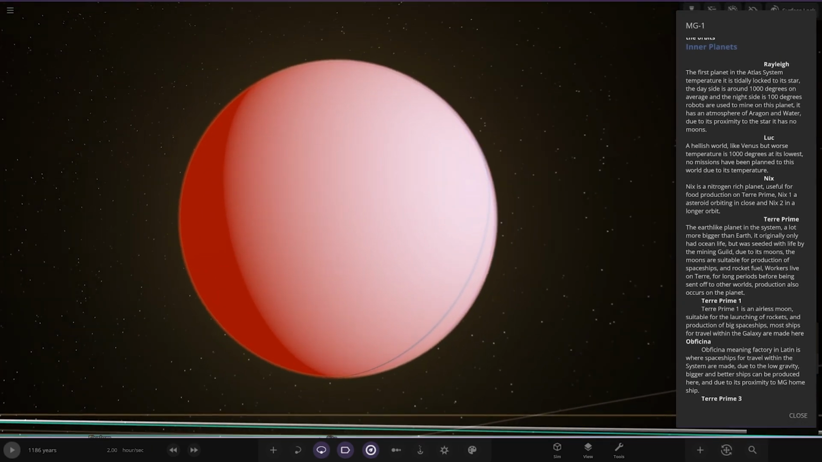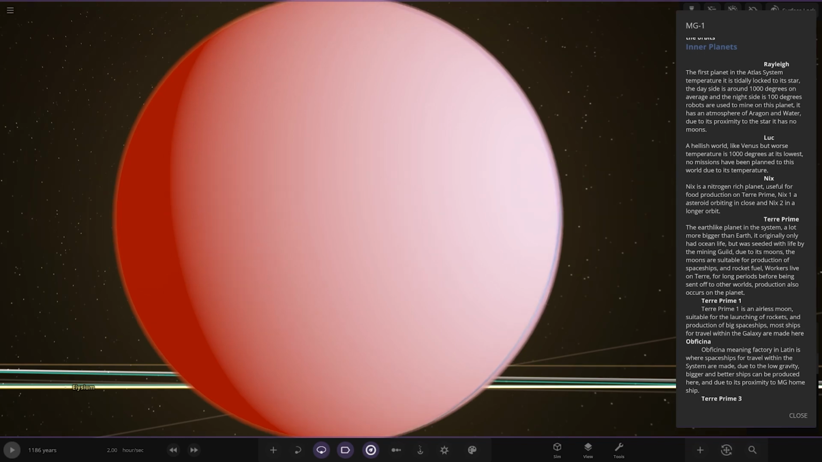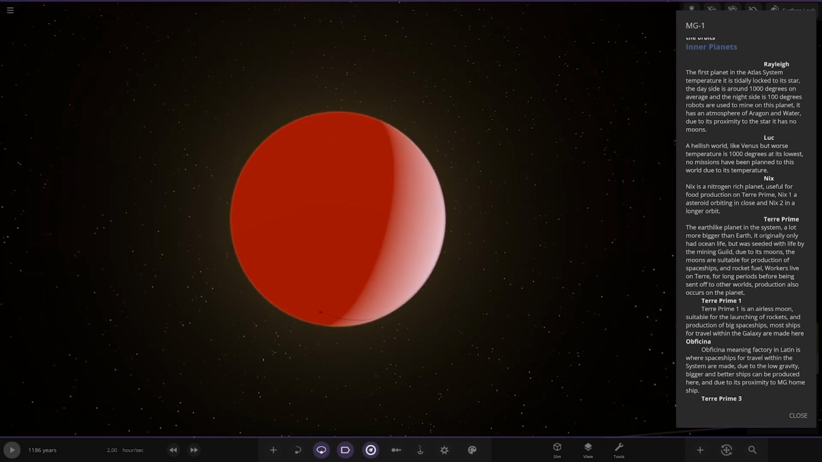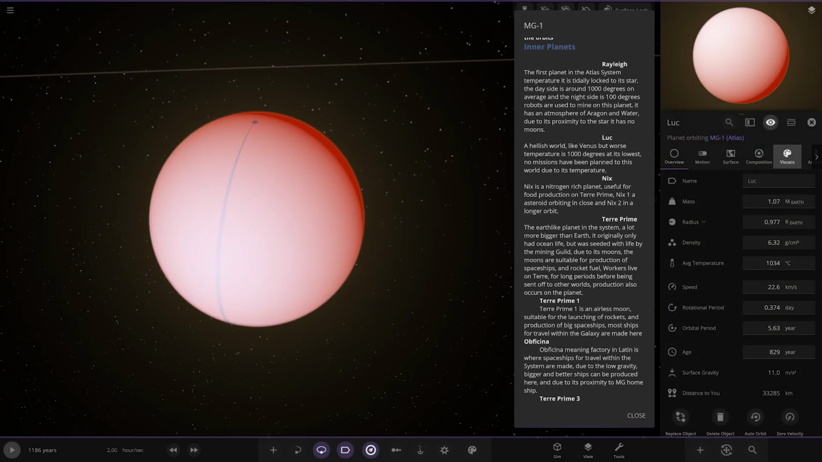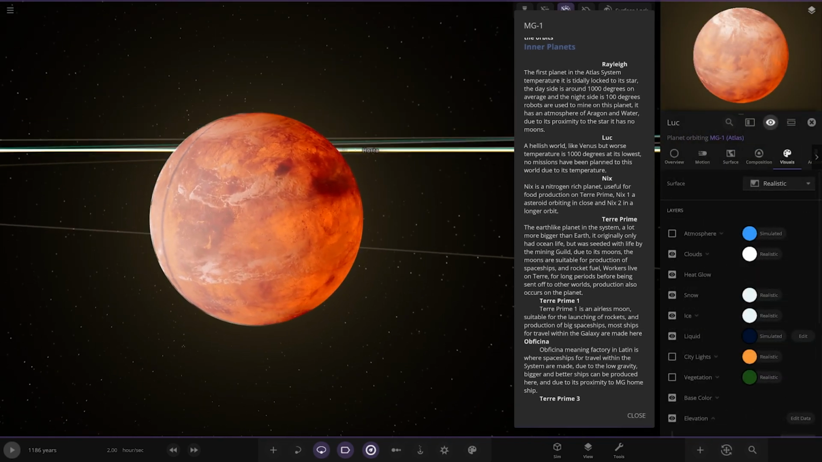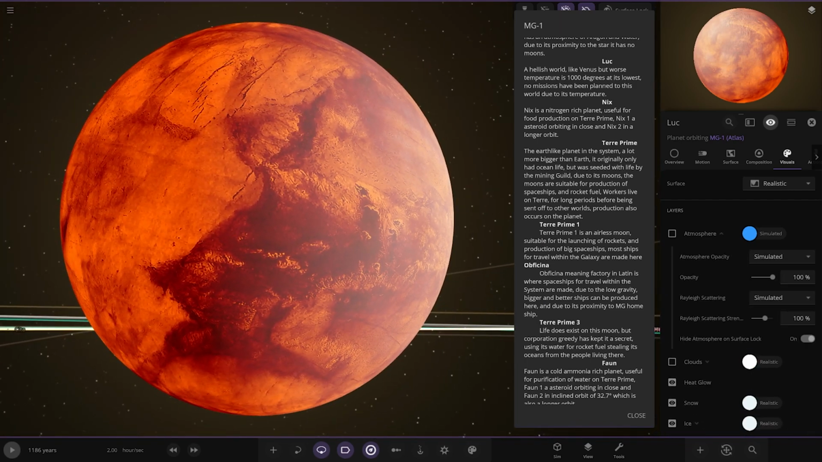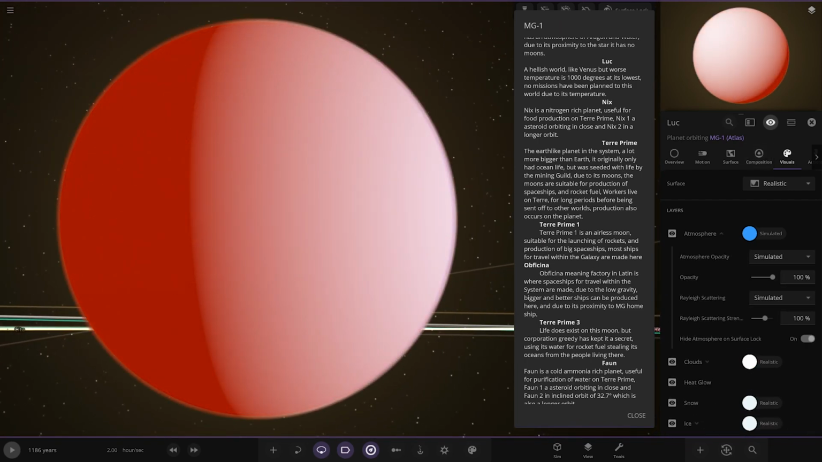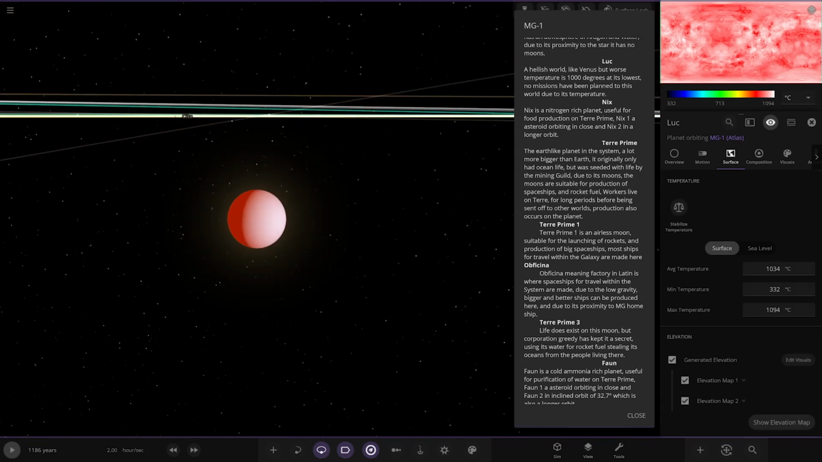And it's looking very, very hot and spicy. A hellish world like Venus, but worse. Temperature is 1,000 degrees at its lowest. No missions have been planned to this world due to its temperature. So there you go. Let's have a little look underneath there. I think we need to see what's going on here. There it is. Yes. So, a scorching atmosphere for sure. If we look on the actual... Oh, yeah. That's pretty warm. Okay, so there you go.